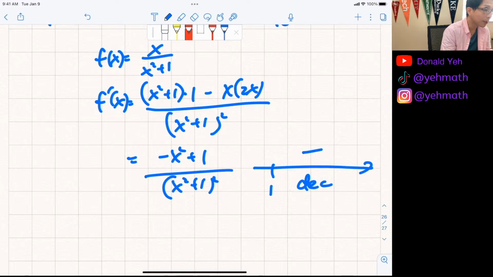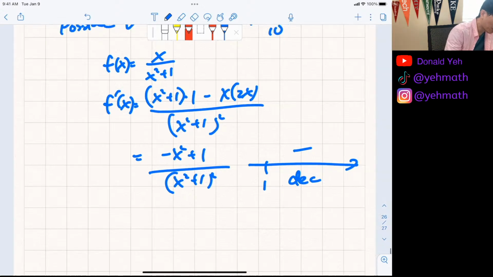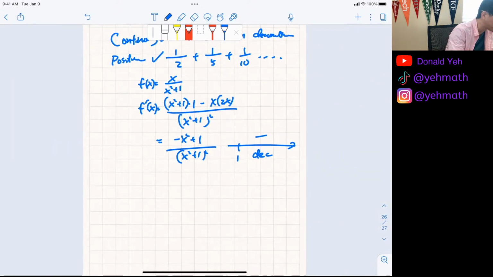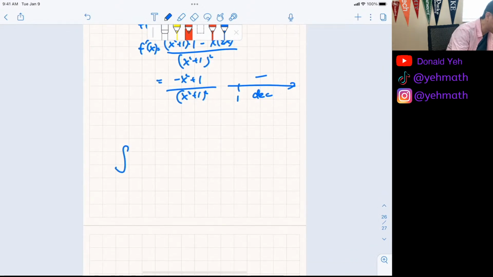Okay. So why do I not care about less than 1? Because n only starts at 1. You don't care about anything less than 1. So then you just say, oh yeah, it's decreasing. So we proved that's true. Then we're going to do integration of x over x squared plus 1 from 1 to infinity.